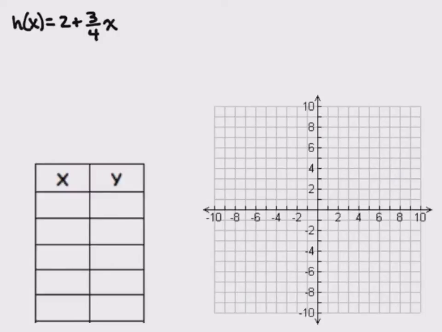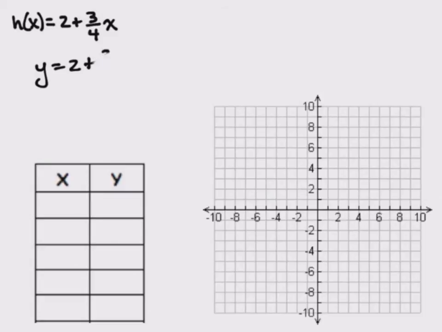Alright, this time let's graph all the ordered pairs for the function h of x equals 2 plus 3/4 x. Once again, this is in function notation, but the strategy is going to be no different than if we were graphing y equals 2 plus 3/4 x. No different just because it's in function notation.